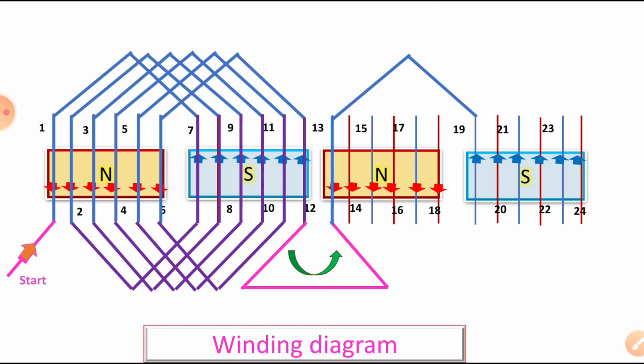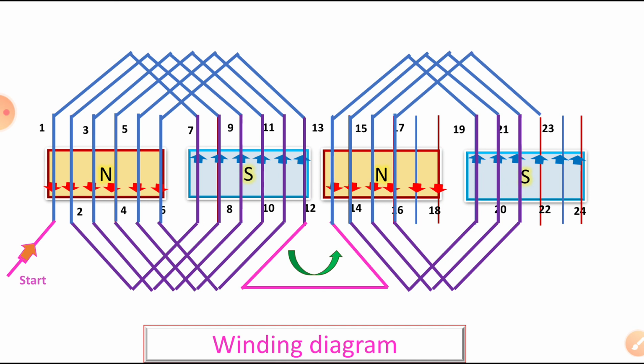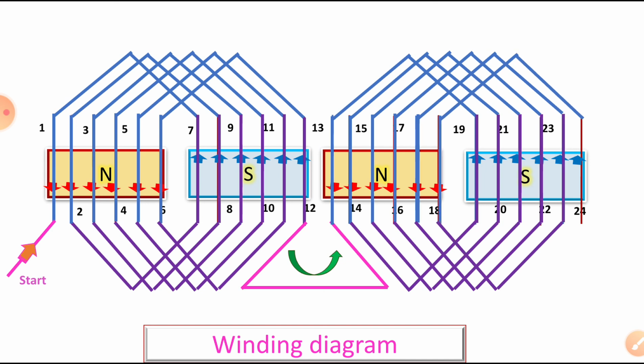Now 13th to 19th conductor I connected. 19 to 14. 14 to 20. 20 to 15. 15 to 21. 21 to 16. 16 to 22. And 22 to 17th. And 17th to 23rd. And 23rd to 18th conductor under the influence, you can see here, of the north pole, and 18th is lastly connected to the 24th. Okay, so the 24th conductor is connected. So this 24th is the finishing end connected here.